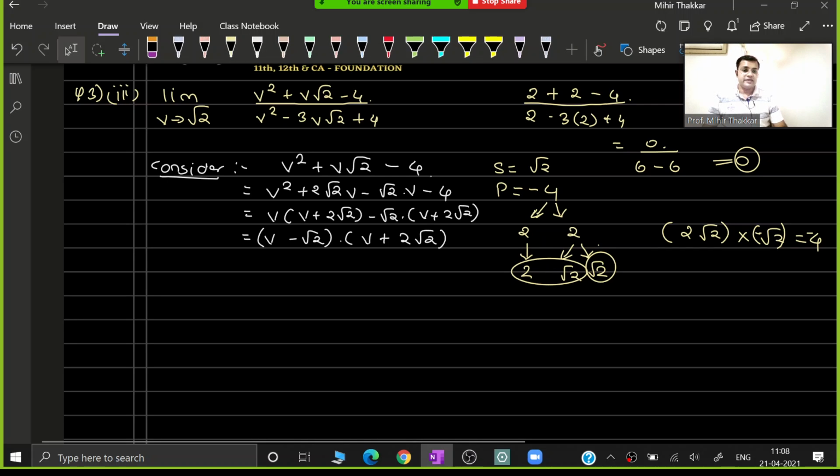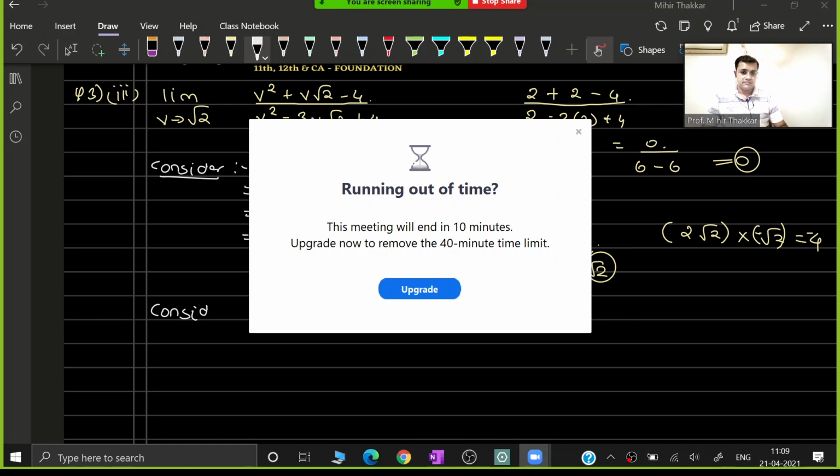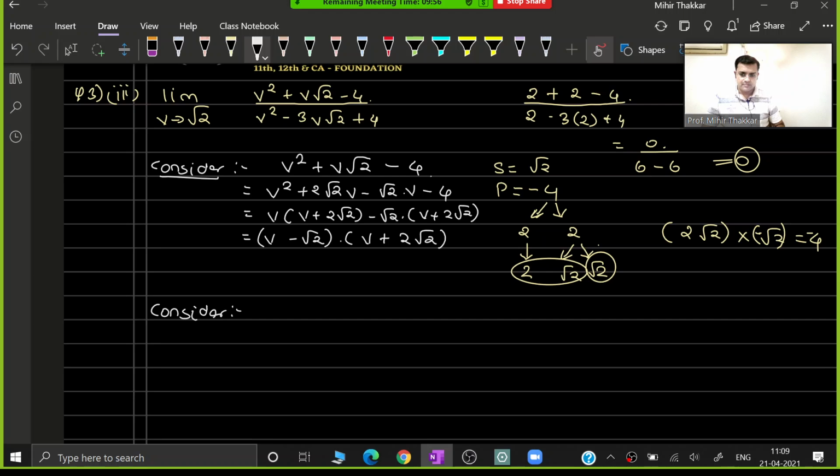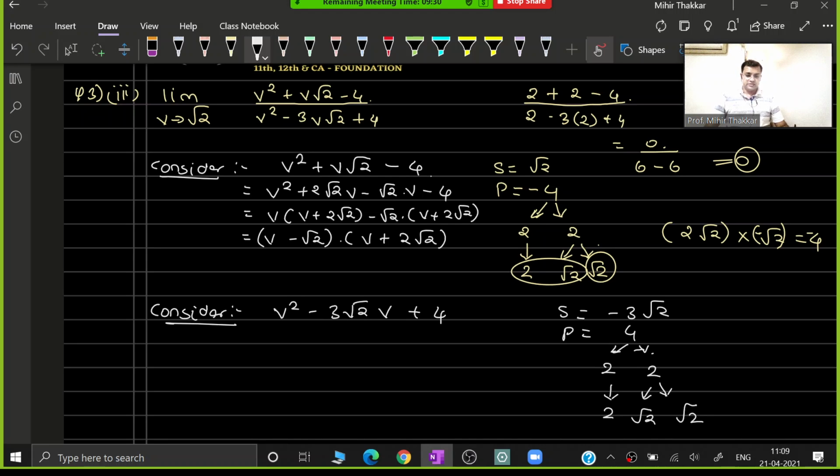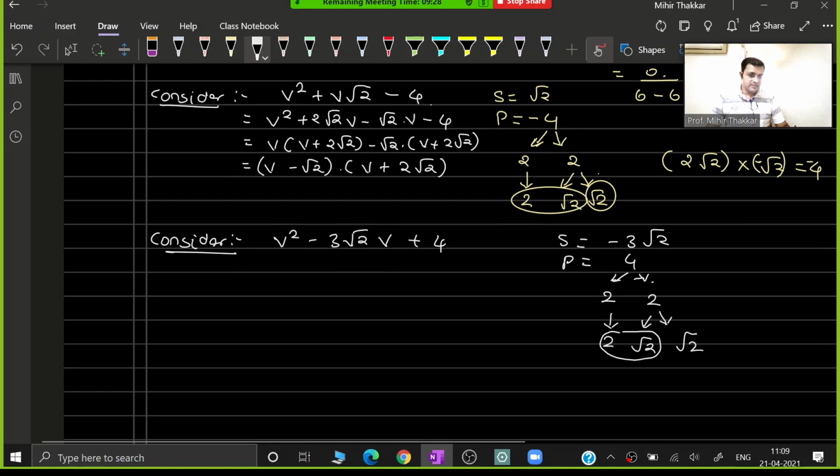Now let us see the factorization of the denominator. I will say over here, consider, so it's the same kind of question. The sum required is negative 3 root 2 and the product required is 4. The factors will be the same, 2 into 2. Again split up root 2 into root 2. Let these two come down as it is. Again take these elements together as one element and root 2 as a separate one.